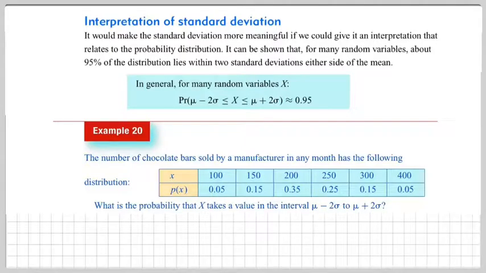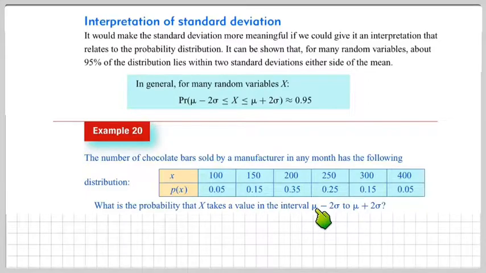So what is the probability that x takes a value in the interval from mu minus 2 sigma up to mu plus 2 sigma? Well, you look at that and think, how am I supposed to do that? Look, it's very easy actually. First of all, you've got to work out what mu is, the expected value of the number of items sold per month. Then we need the sigma bit, so we'll go with the variance, and then take the square root of the variance to get the standard deviation.